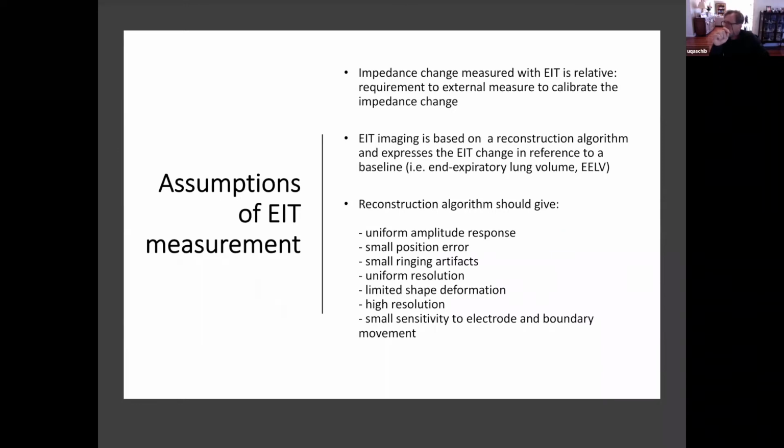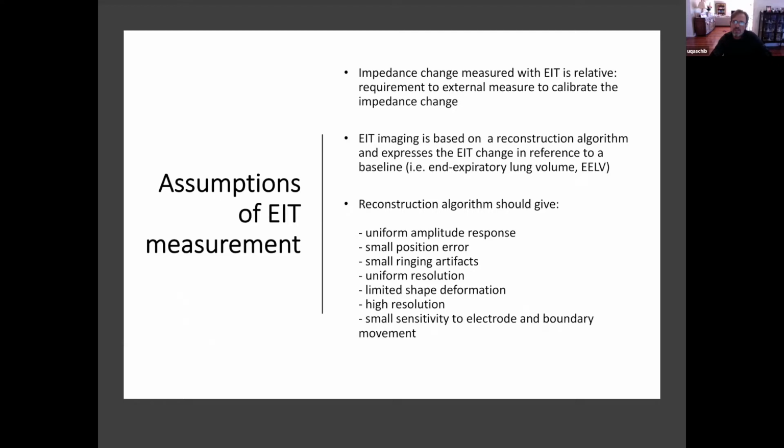When I started with EIT, I was very fascinated, and I thought this is the holy grail of what we can achieve. But we have to be very mindful. There's a lot of limitations with this technology, and that's why I believe it still hasn't made it really into clinical practice, because there's a lot of assumptions made.